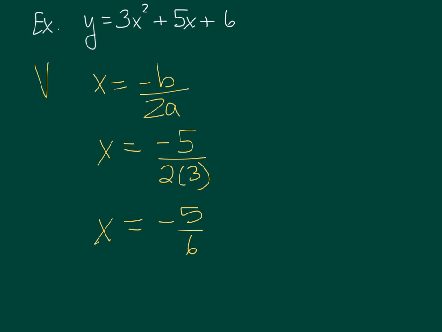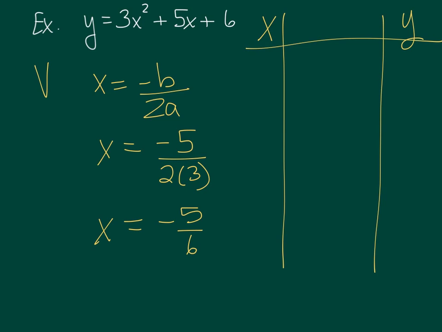So I'm going to make my chart. I'm going to have my x, my equation, and my y. So I know I'm going to have negative 5 over 6 in here in the middle. Now, I'm going to pick two values that are lower than negative 5 over 6, going in that direction. So for me, I'm going to pick negative 1 and negative 2, because I don't need to pick any more fractions, but I'm going to have to for the vertex. And then I'm going to pick 0 and positive 1.